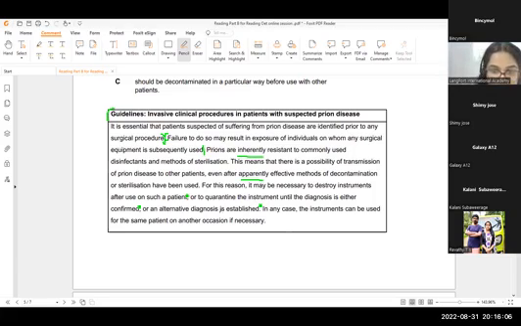Okay? Oh, that's not told. They have told, whatever be the case, if you want, you can use the instrument on the same patient on another occasion. That's all. They have not told about other patients. Okay. All right. All of you clear?